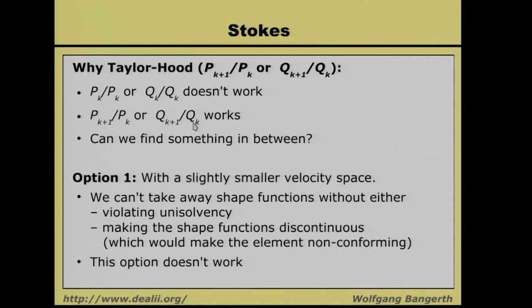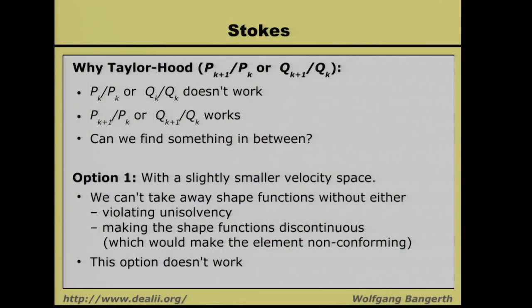So option 1 is to make the velocity space a little bit smaller. That turns out to not work. If I have, for example, Q2 elements, then to make it smaller would mean that I have to take away shape functions. And that's not so easy. The only shape function that I can take away is the one at the center.